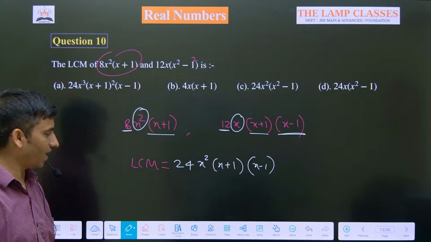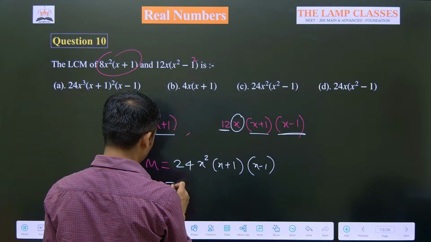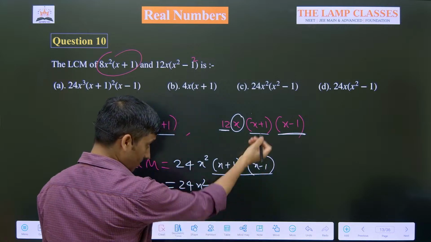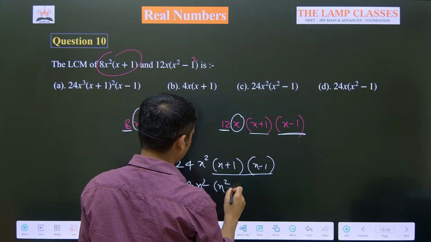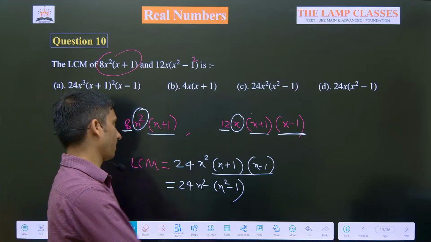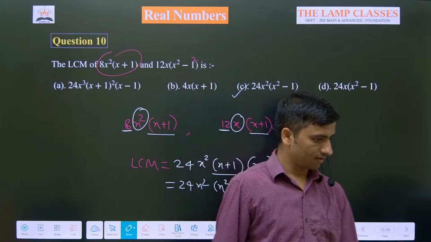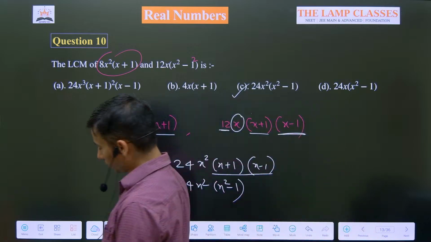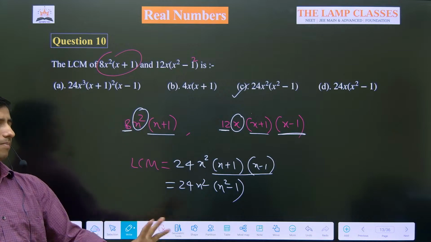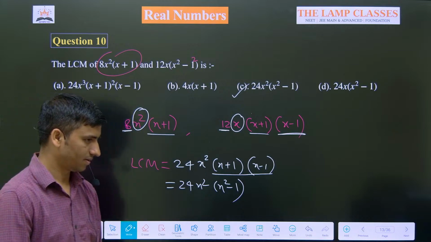Now we can simplify it and see which option matches. So 24 x square. This is again a plus b into a minus b, we can write it as x square minus 1. See which one is the most suitable option. Let's see. Okay, so the rule works just like prime factors. Now each factor will be considered as a prime number basically, in algebra. Good.